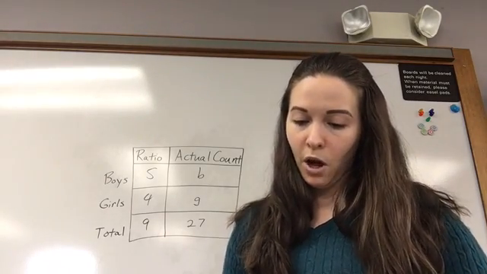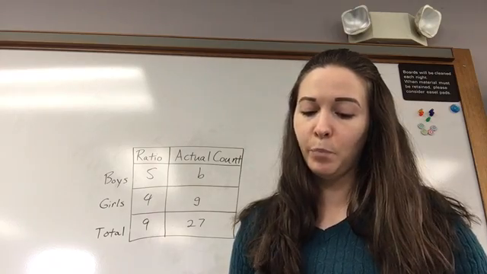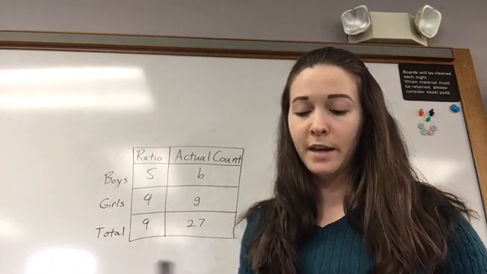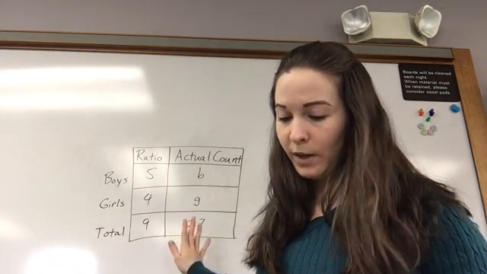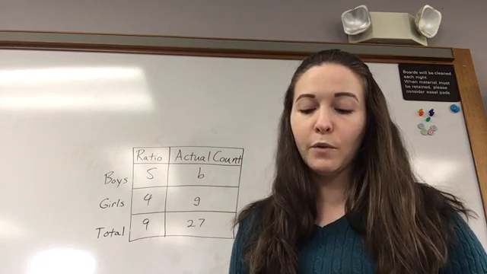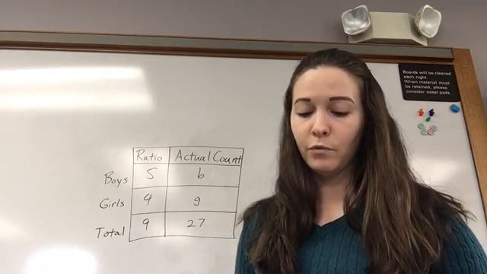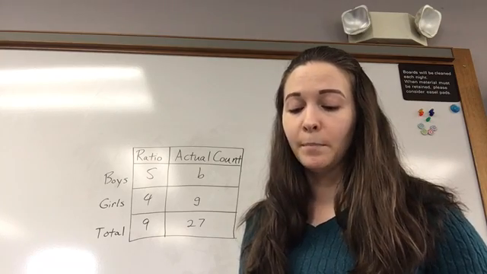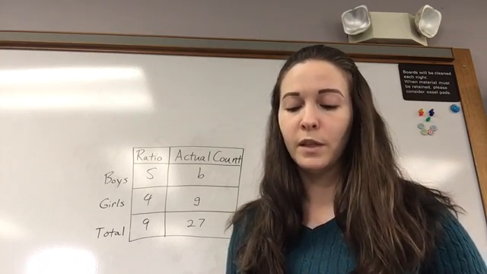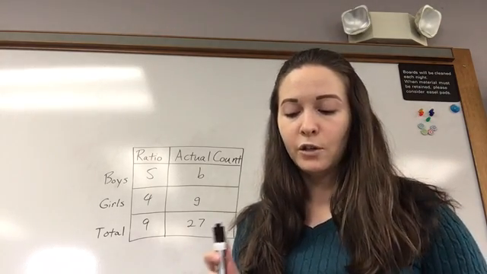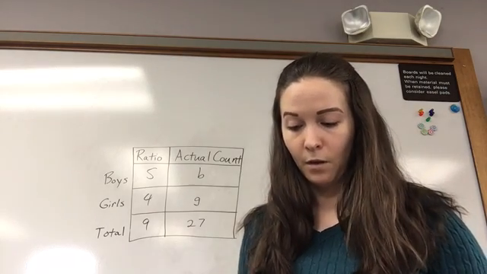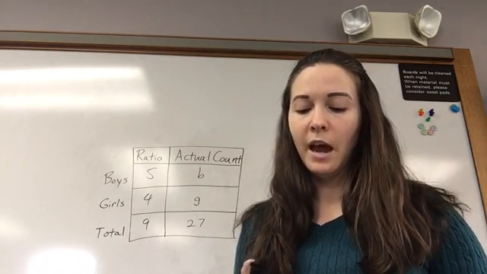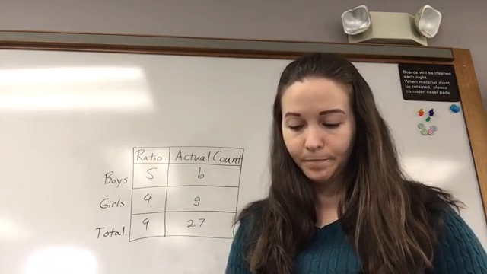In the ratio column, we add the ratio number for boys and girls and get the ratio number 9 for our total, and we have the 27 for the actual count. We'll use 2 of the 3 rows from the ratio box to write a proportion. We use the row we want to complete, and we use the row that is already complete. So that is our key there.